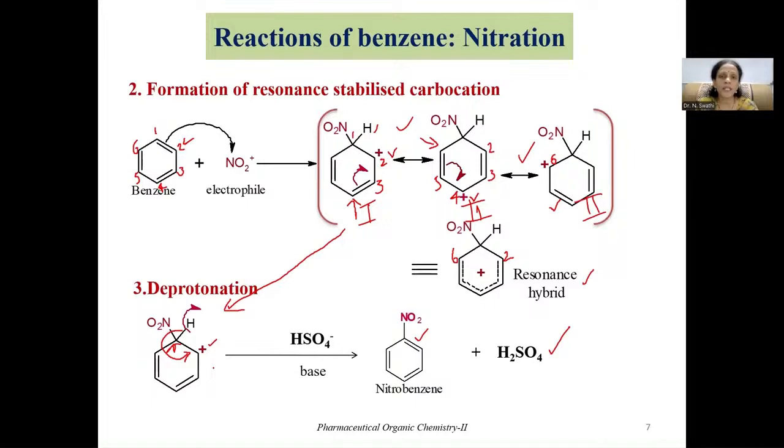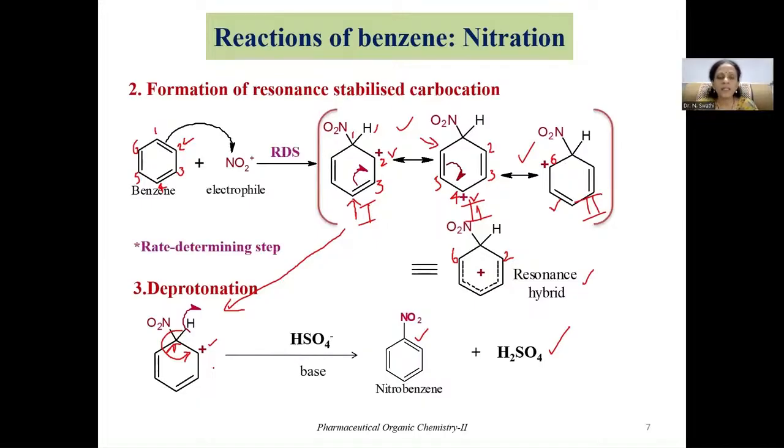So this is how nitration of benzene occurs in three steps. The first step is the generation of nitronium ion by the reaction between concentrated sulfuric acid and concentrated nitric acid. In the second step, the resulting nitronium ion attacks the benzene ring and results in the formation of a resonance stabilized carbocation. Later, in the third step, this carbocation undergoes deprotonation by the action of bisulfate ions and results in the formation of nitrobenzene as the substituted product.